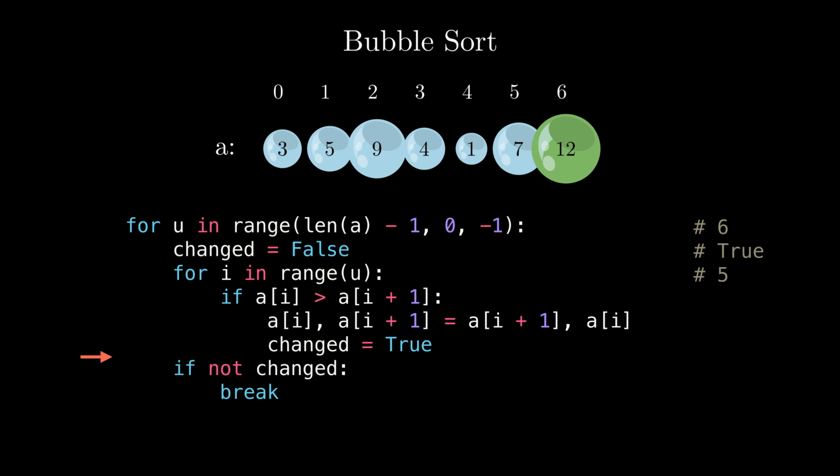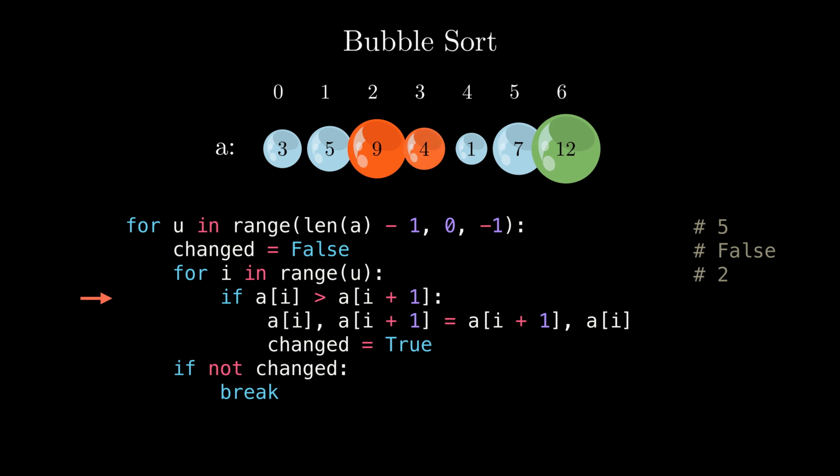We will go back to the very start of the loop and set the value of the upper bound to 5. We will initialize the change flag to false and enter the for loop. Starting from the first pair, we will compare the value at index 0 to the value at index 1. As 3 is not larger than 5, we won't enter the if block. After that, we will look at the values at index 1 and 2 and compare them. As 5 is not larger than 9, we won't enter the if block again.